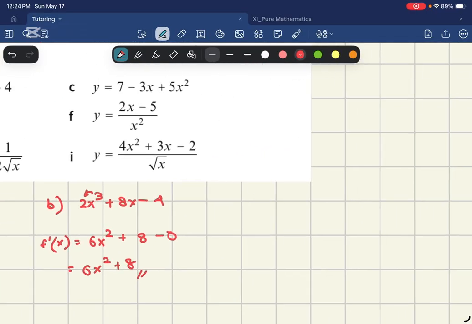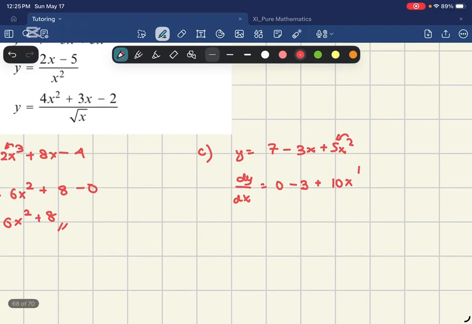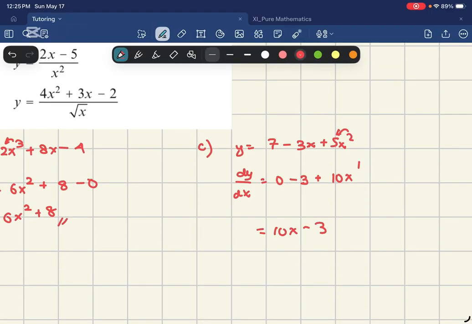All right. C, you have 7 minus 3x plus 5x squared. dy by dx is going to be, differentiation of 7 is 0. You factor out minus 3, derivative of x is 1. So minus 3 times 1 is just minus 3. Plus, you bring 2 to the front. So 5 times 2 is 10. X to the power 2 minus 1. So that just gives me 1. So finally, you have 10x minus 3.